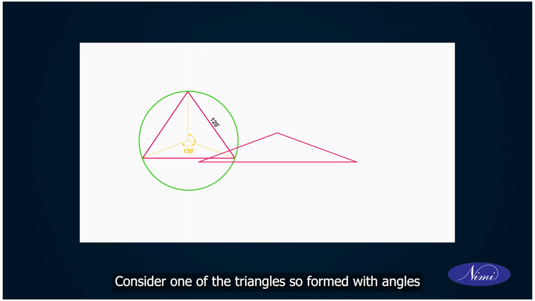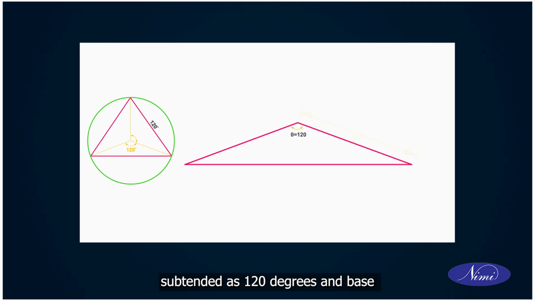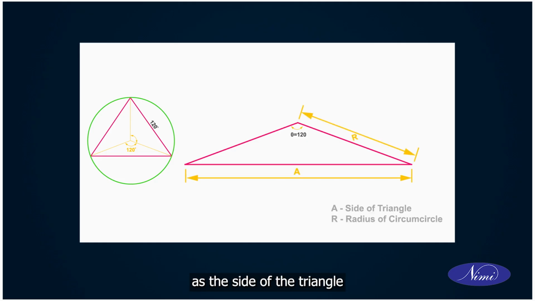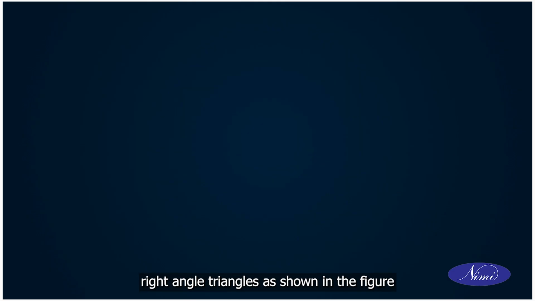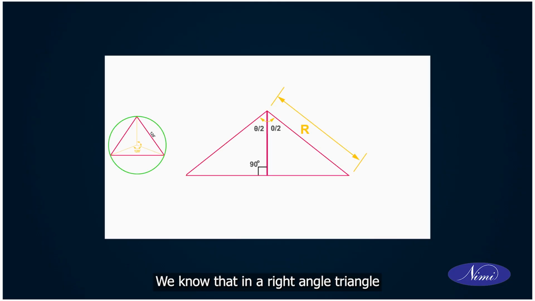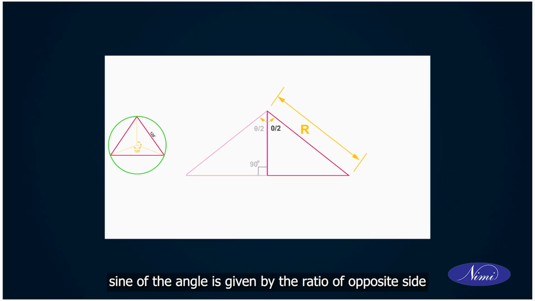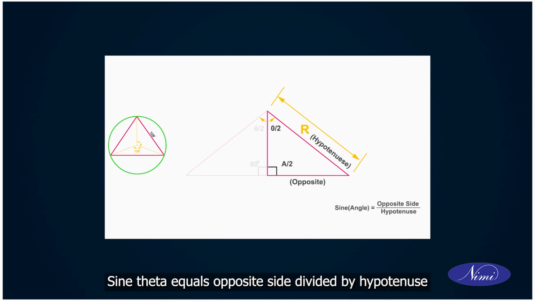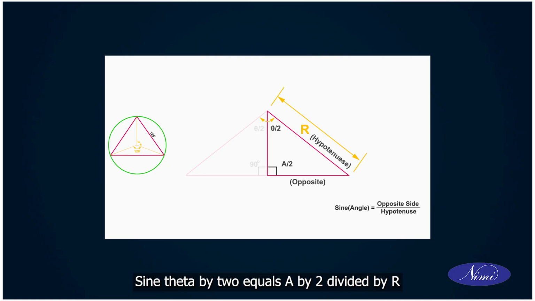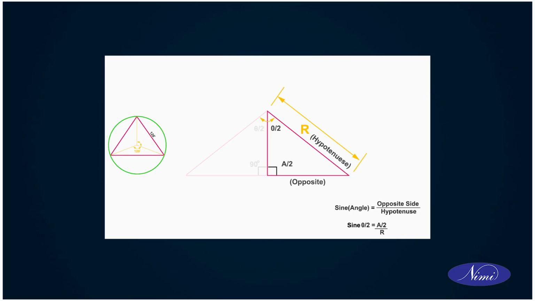Consider one of the triangles so formed with angles subtended as 120 degrees and base as the side of the triangle. A line drawn from the apex to the base divides the triangle into two right-angled triangles as shown in the figure. We know that in a right-angled triangle, sine of the angle is given by the ratio of opposite side by hypotenuse. Sine theta equals opposite side divided by hypotenuse. Sine theta by 2 equals a by 2 divided by r.